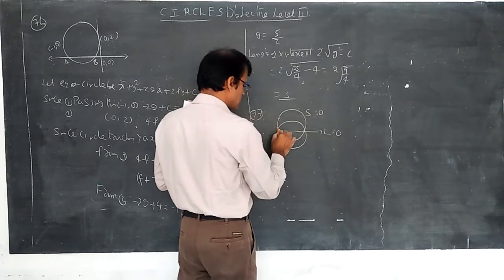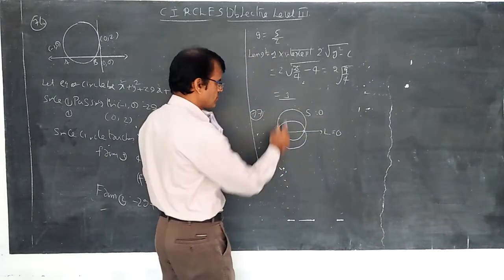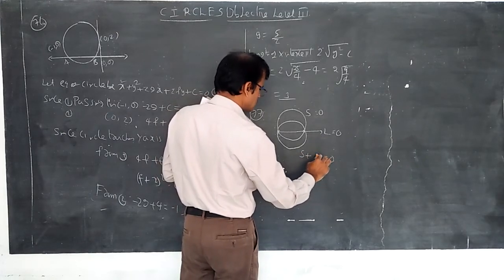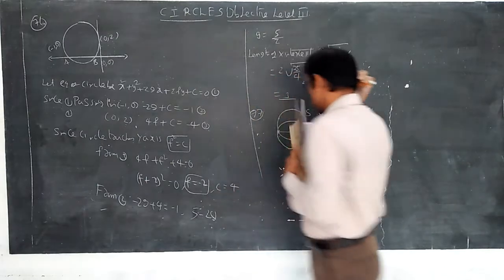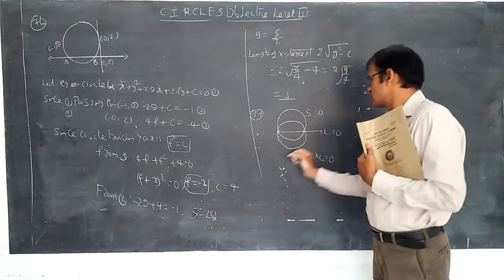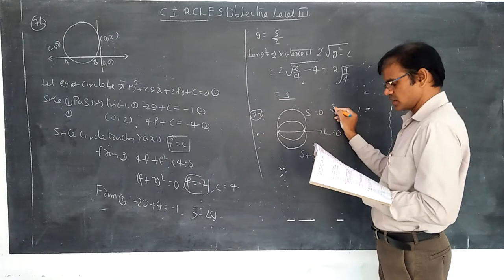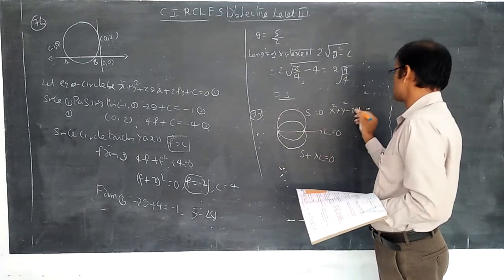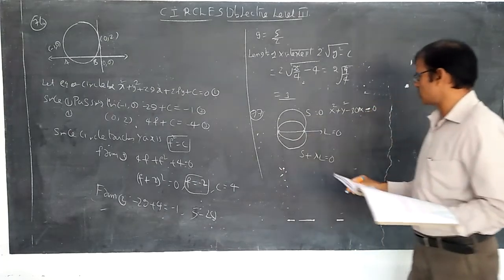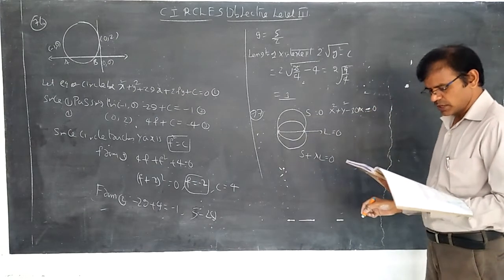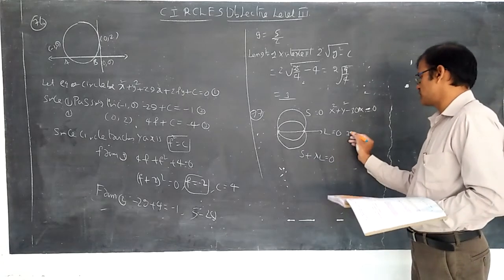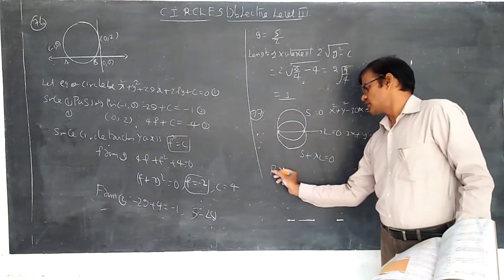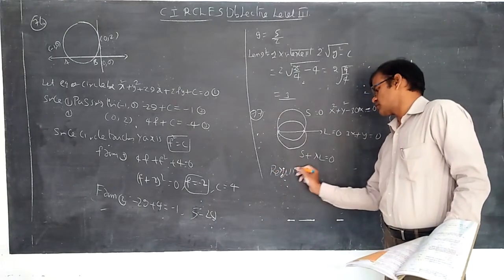The circle which is passing through the points of intersection of a line and a circle is S plus lambda L equal to 0. This is the concept. Now let us write the circle equation. Here it is given as x square plus y square minus 30x equal to 0, and the line equation is 3x plus y equal to 0.